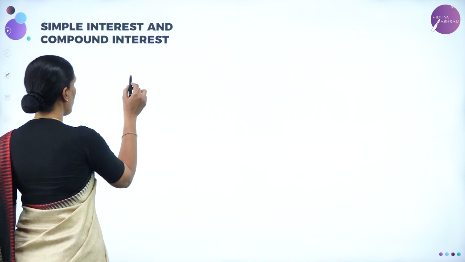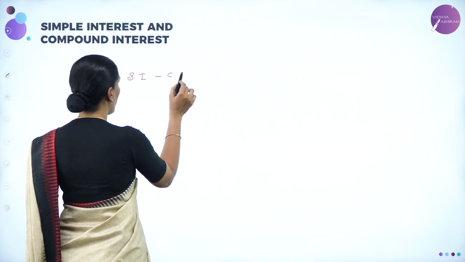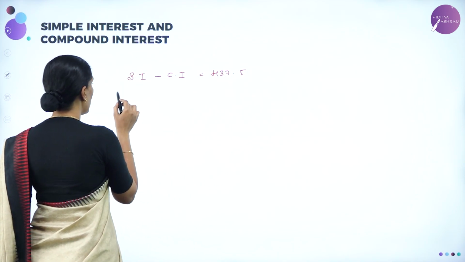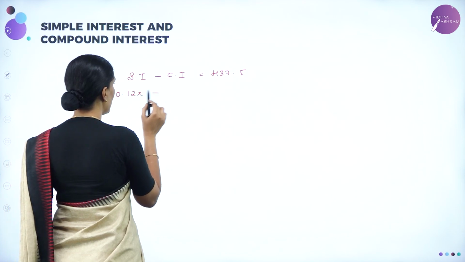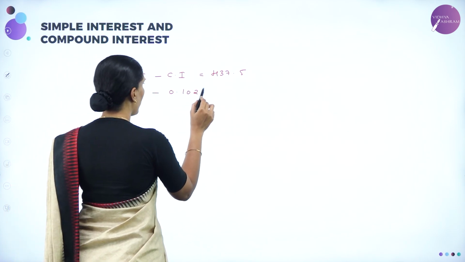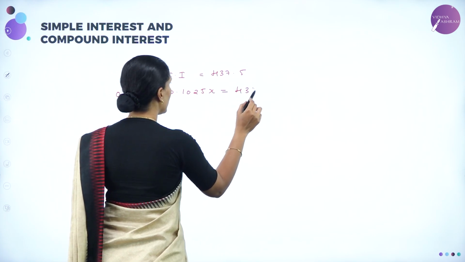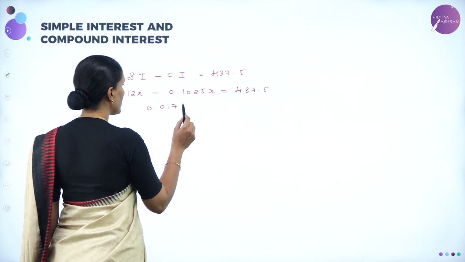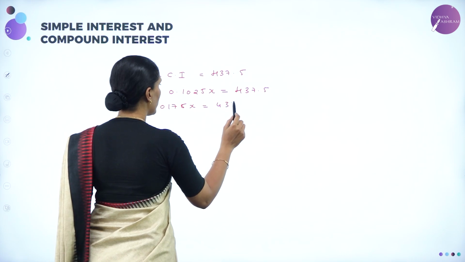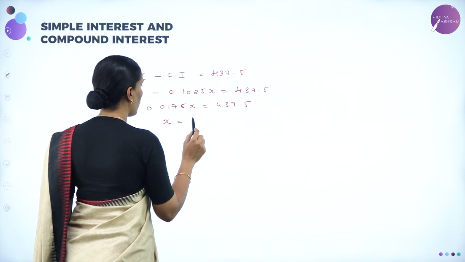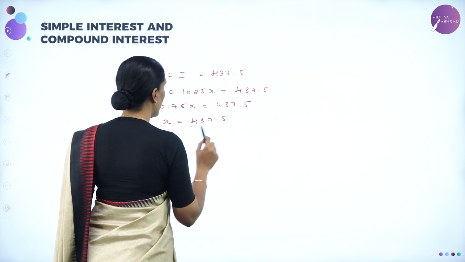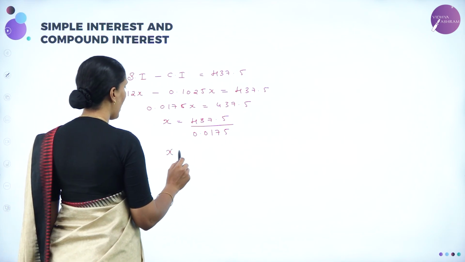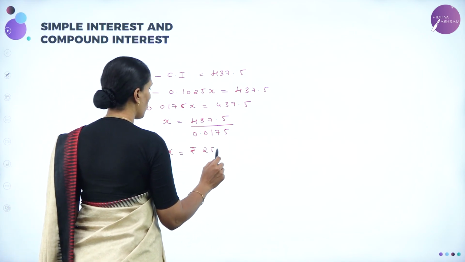The difference in the amount was given here, that is 437.5. So let's take simple interest minus compound interest is equal to 437.5. Which is 0.12x minus 0.1025x is equal to 437.5. So the difference value is 0.0175x is equal to 437.5. So x is equal to 437.5 divided by 0.0175. When we divide this, we will get the value of x as rupees 25,000.